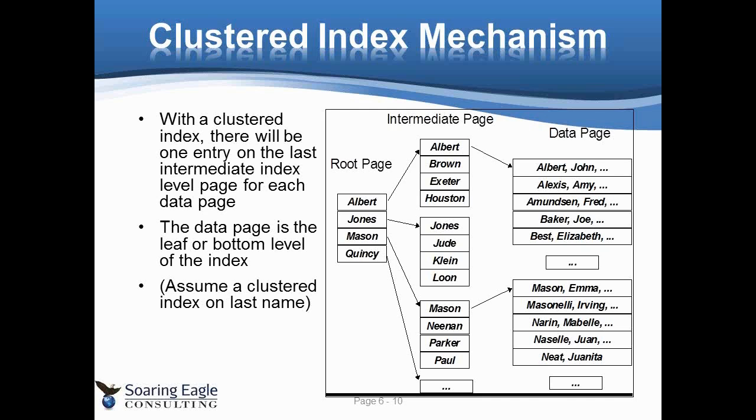Now, how do we find something? When we want to find Joe Baker, we start at the root page. We have an index on last name. We know the last name is Baker. Baker is between Albert and Jones. We follow the Albert pointer down. Baker is between Albert and Brown. We follow the Albert pointer down. Now we're on the data page. We pick Baker up off the data page and we're done. So the cost of this particular exercise was 3 page requests.